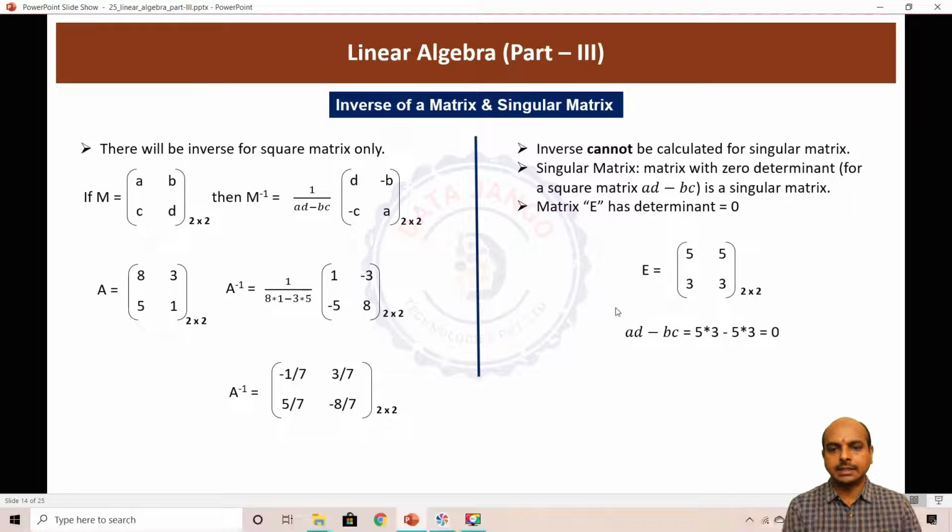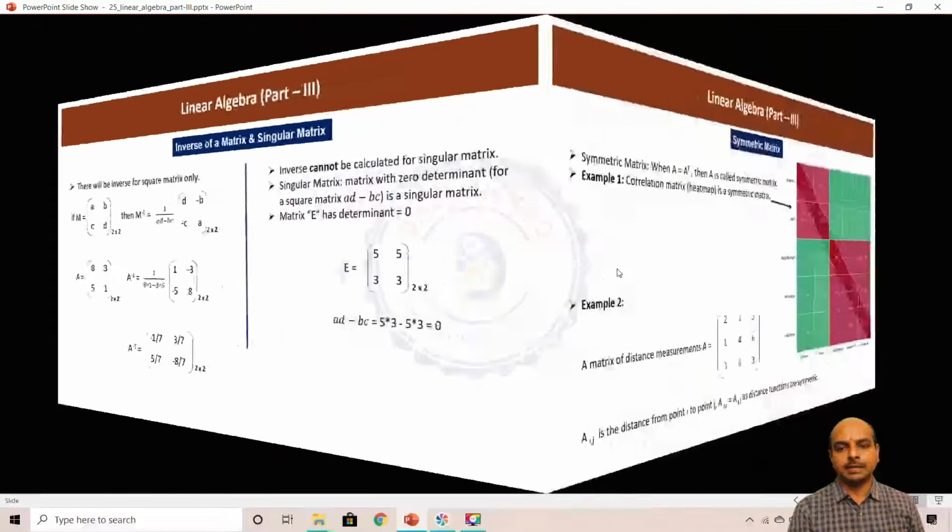A singular matrix has a 0 determinant. If you look at this matrix and calculate the determinant, it is going to be 0. You cannot calculate the inverse because it is going to give you a divide by 0 error, like 5 divided by 0. So that is inverse of a matrix.